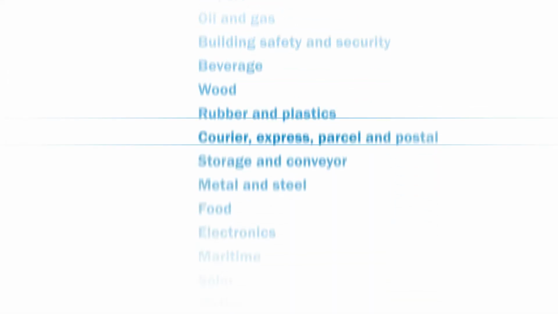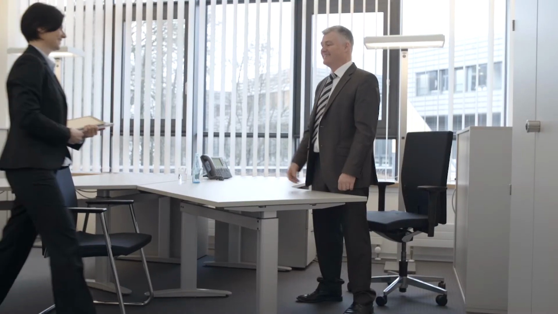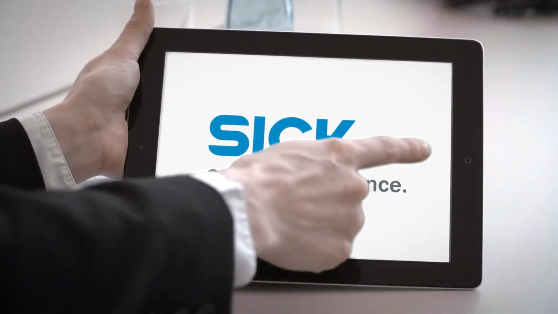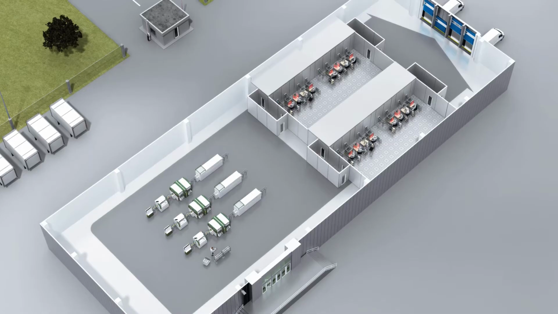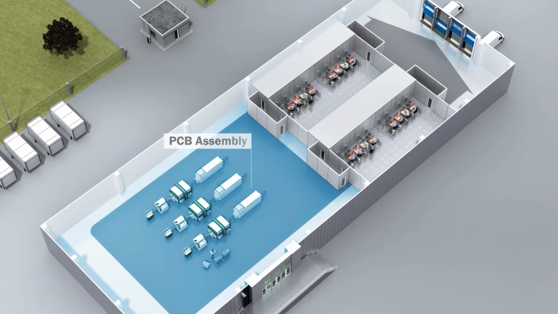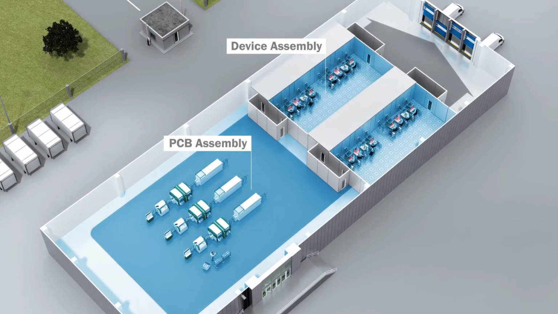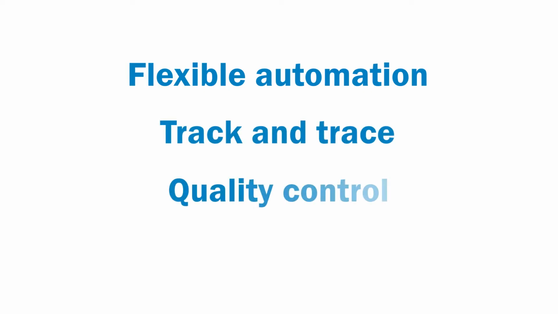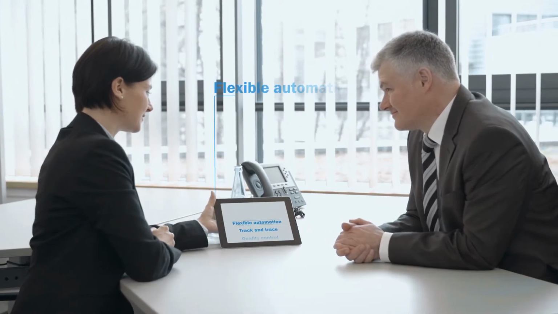Sensor solutions for the electronics industry. Our experts know your processes and the problems of the industry, and they do everything possible to fulfill your needs to your full satisfaction. There are two key processes in the electronics industry: PCB assembly and device assembly. The challenges of flexible automation, track and trace, quality control, as well as safety, play a decisive role in both processes.